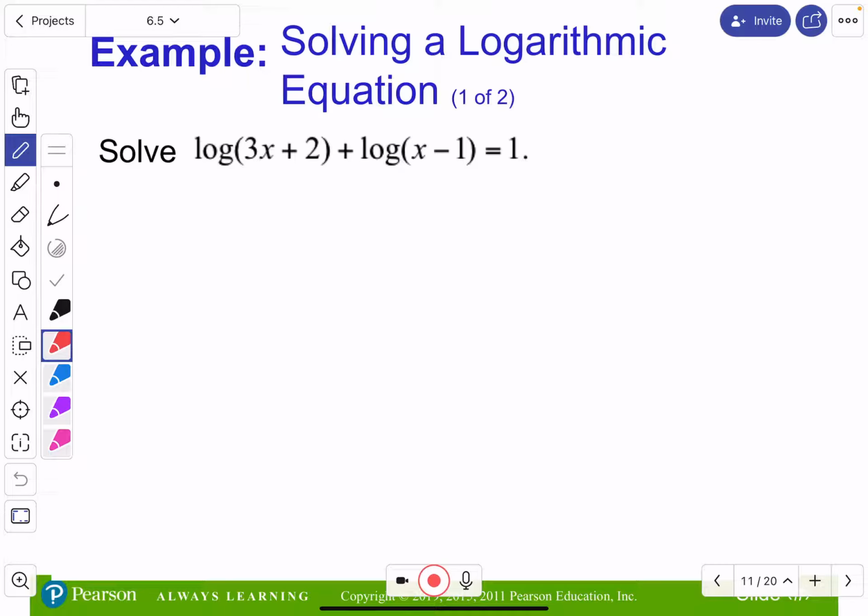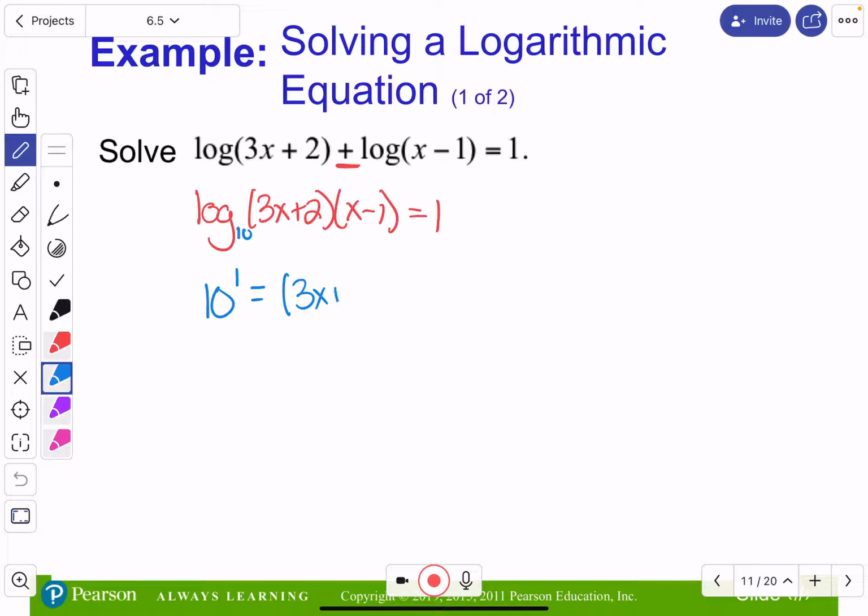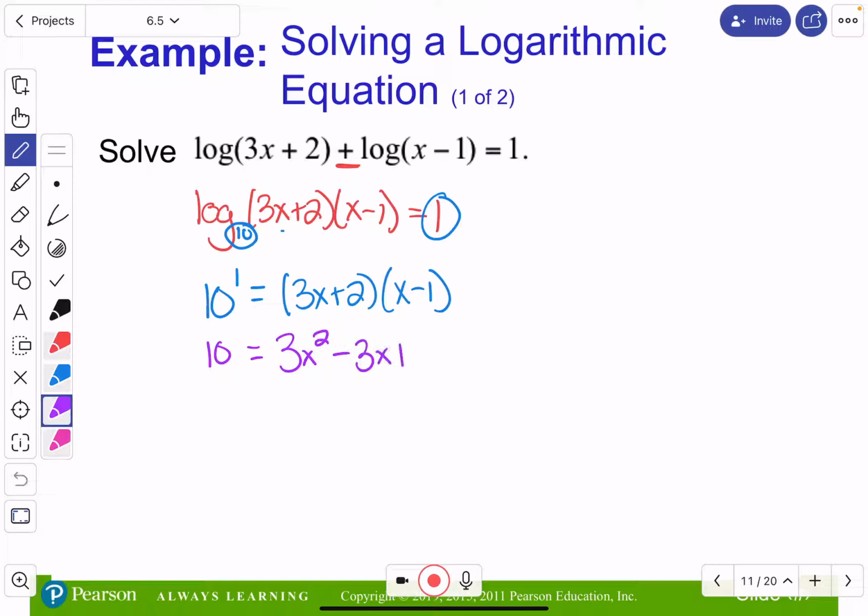Okay, here's another one. So we're going to do the same idea. This time it's addition. So we're going to multiply 3x plus 2 and x minus 1. Well, remember the base, if it just says log, is 10. So if we rewrote this, it would be 10 to the first equals 3x plus 2 times x minus 1. So remember, that's your base, that's your exponent, that's your answer. Well, 10 to the first is 10. And then if I multiply these out, I get 3x squared minus 3x plus 2x minus 2. Combine like terms. We get 3x squared minus x minus 2.